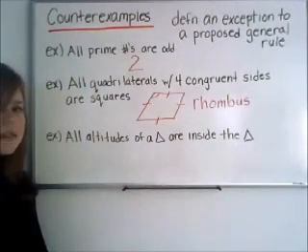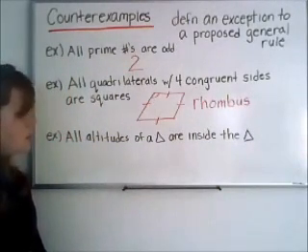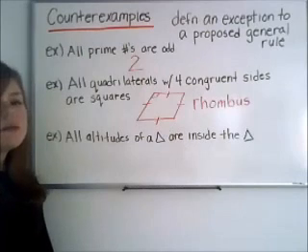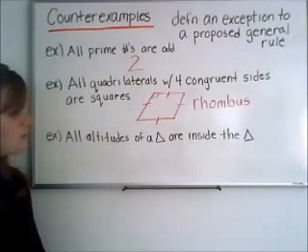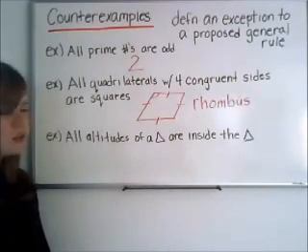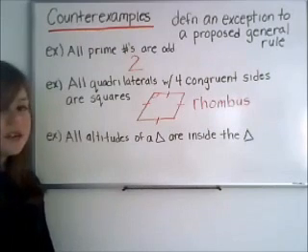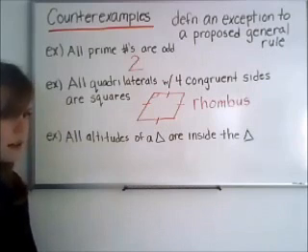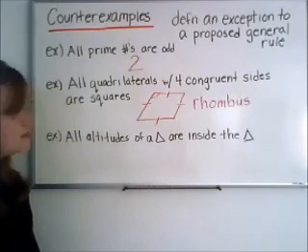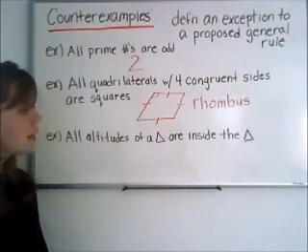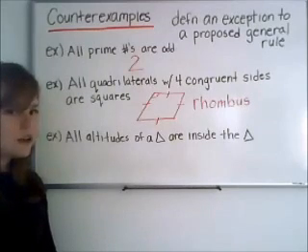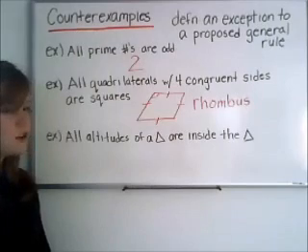And then looking at this third and final example, which says all altitudes of a triangle are inside the triangle. Well, I can think of an example where we have a triangle, and if we draw an altitude, it actually is not going to lie within the triangle. An altitude, if you recall, for a given triangle is a line segment that goes from an angle perpendicular to the opposite side of the triangle.